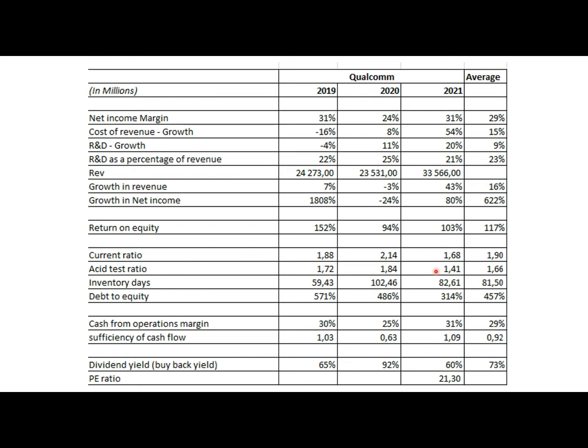But back to the inventory ratio, the inventory days. So Qualcomm does not hold inventory for much longer than needed, considering the industry average is just over 101 days, and Qualcomm on average holds stock for just over 81 days. So it's good performance. It's a good sign of asset management. Don't hold inventory for longer than needed.